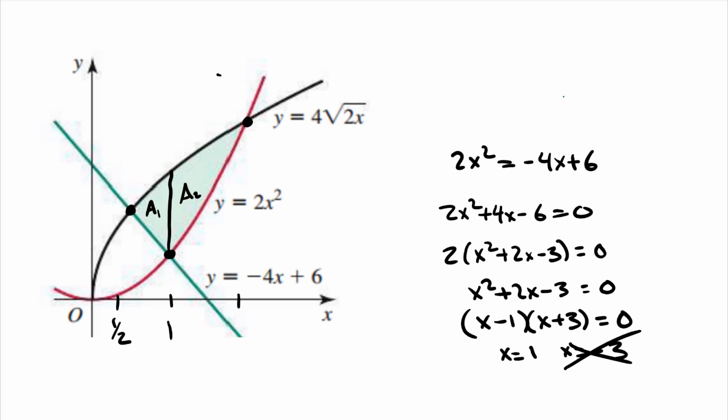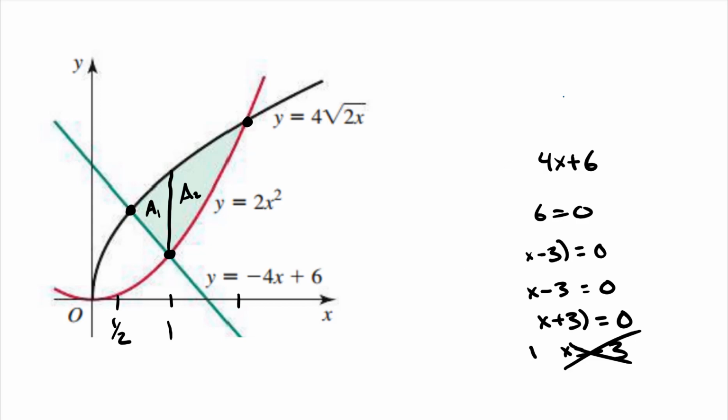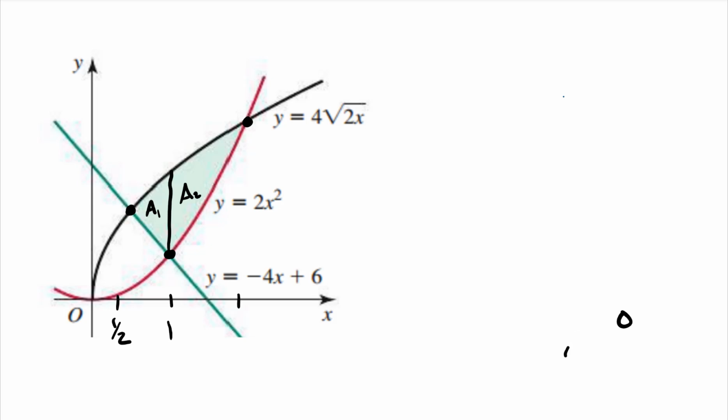All right. So we've handled our first 2 points of intersection. Now we need to handle our last point of intersection. And then we're going to be able to find all of our areas. So let's now get rid of this. Get that nonsense out of there. Now we want to take our 4 root 2x and set it equal to our 2x squared. Okay, so let's divide by 2.